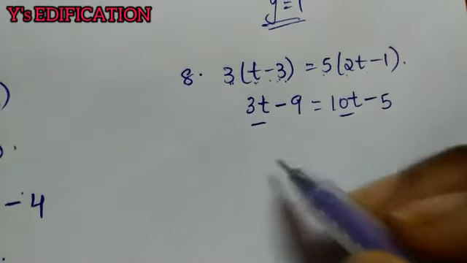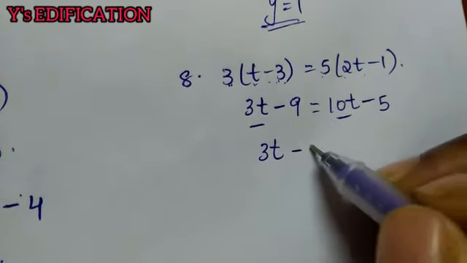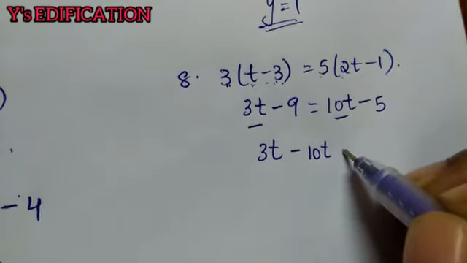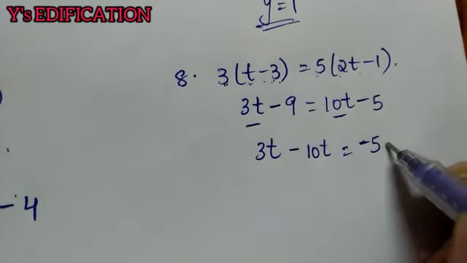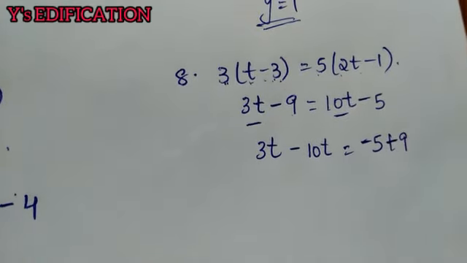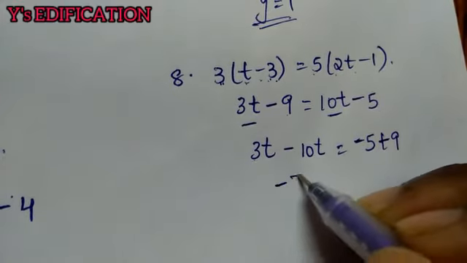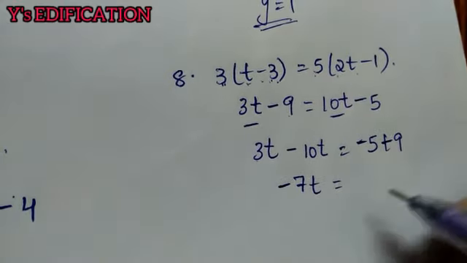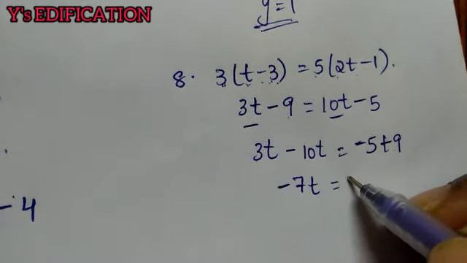Okay, now we have to write both the variables on one side. So 3t, this is plus, so it will become minus 10t, is equal to minus 5, and this is minus 9, it will become plus 9. Okay, so what is 3 minus 10? Minus 7t is equal to, what is 9 minus 5? 9 minus 5 is 4.